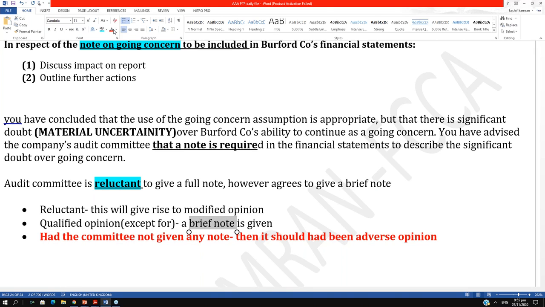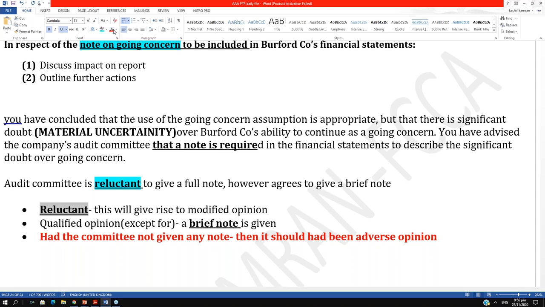So tell me, is a brief note better than a zero note? Will you treat a brief note and a zero note as exactly the same thing in the exam paper? If the management doesn't give a note, that is very severe, that is very significant. But if the management gives a brief note, is there a cooling down effect? Do you understand there is a cooling down effect with a brief note? But a brief note is still reluctance, right? So we cannot give an unqualified opinion, right?